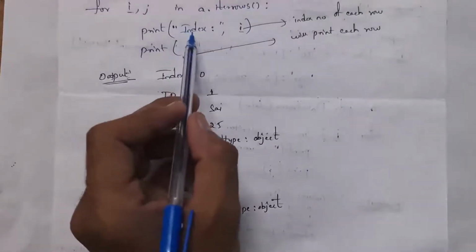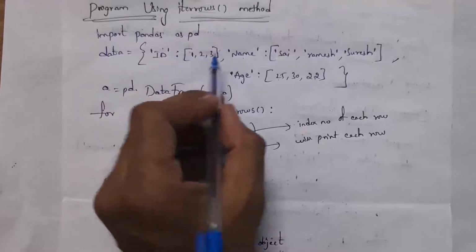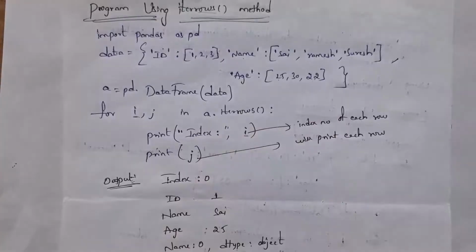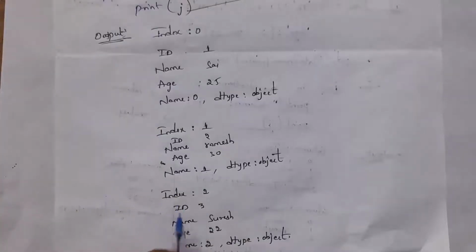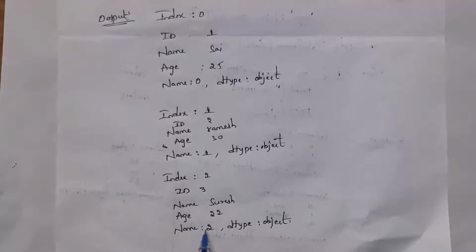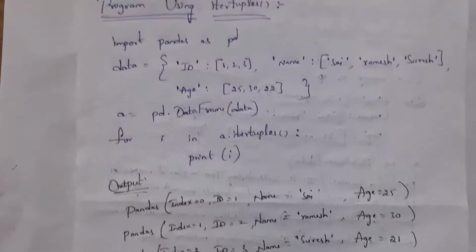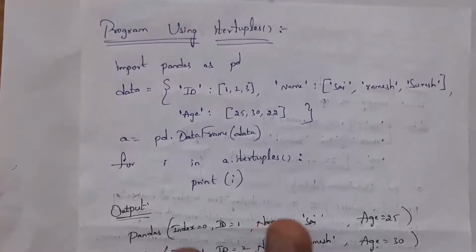And similarly again, index number 1 contains id 2, name Ramesh, and age 30. Similarly, at last it will display index number 2, id 3, name Suresh, age 22, and the next line shows the name is 2 and the data type is object data type. And the last one is the itertuples method, same as the previous example.